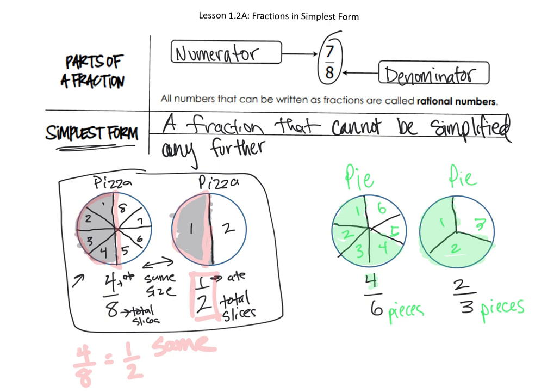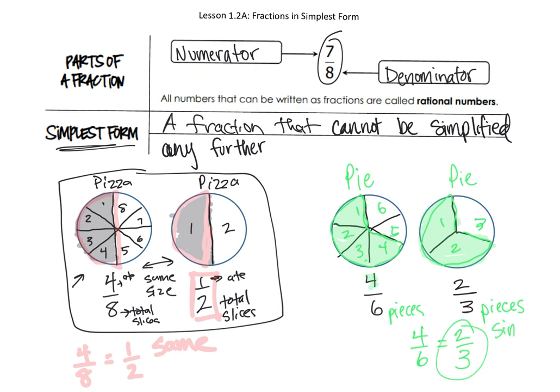Did we cover the same? Here, 4/6, from here to here, and 2/3 was the exact same amount of pie. So 4/6 is the same thing as 2/3. They are the same amount, but 2/3 is the simplest form.